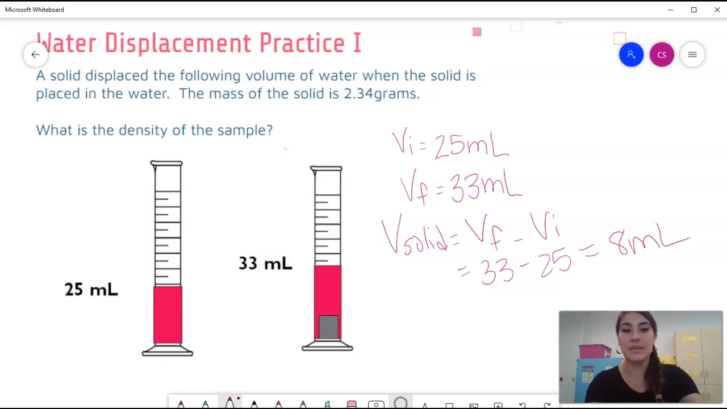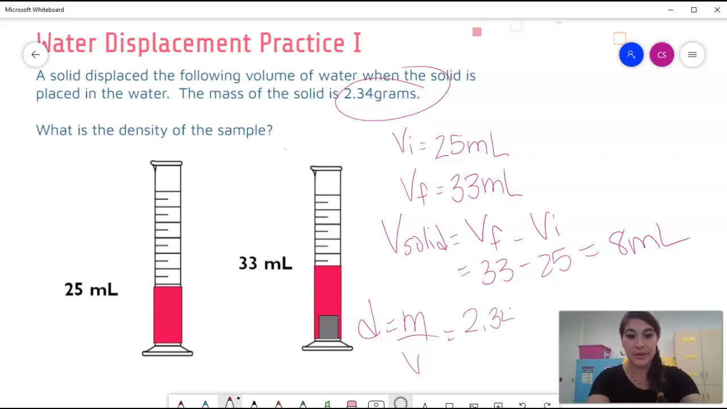The mass was given to us right here in the question. Okay, again, in a real lab-like situation, you would record that using a scale. So now that I know my mass and my volume, I can simply go to my density equation, which is mass over volume. Remember that sweet little triangle, 2.34 grams divided by 8 milliliters.